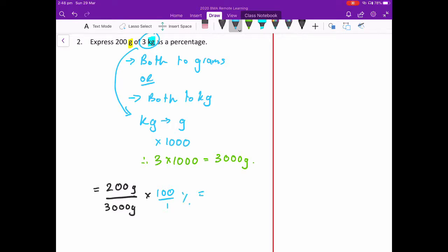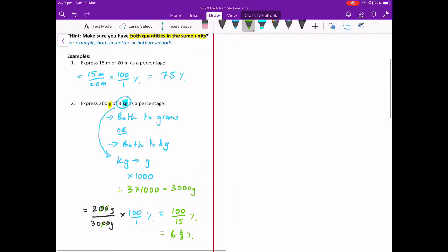Okay, you can do some simplifying first, or you could put it into your calculator. So let's simplify. Okay, I'm going to divide them both by 100. So it's actually going to end up being 1 on 15 times 100 over 1%. So I'll go 100 over 15%. And you simplify that down further, or you could use your calculator, and you'll get 6 2/3%. Okay, that's awesome. So that was 200 grams of 3 kilograms.